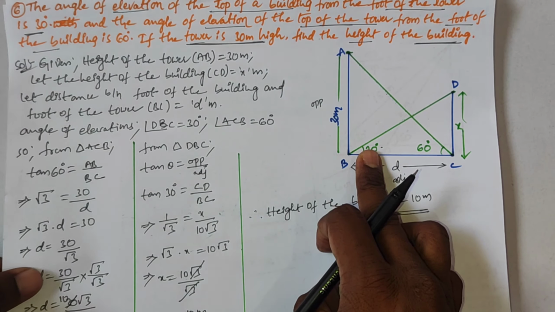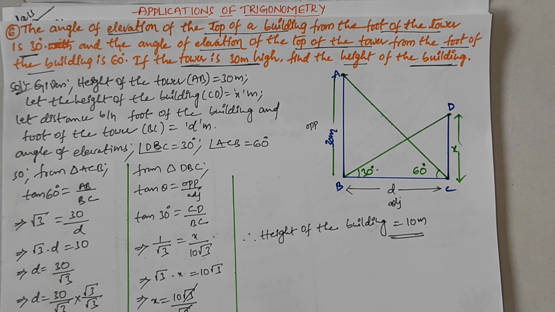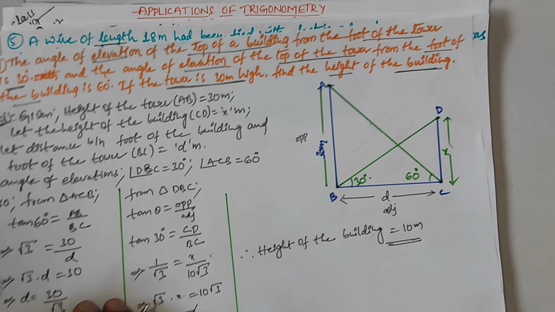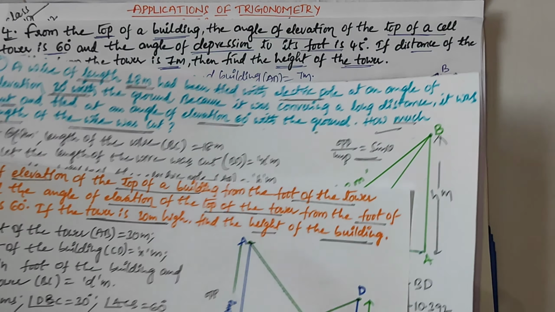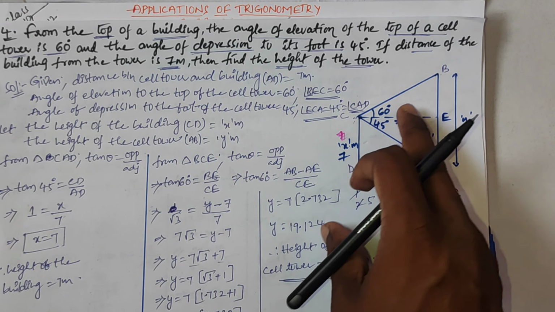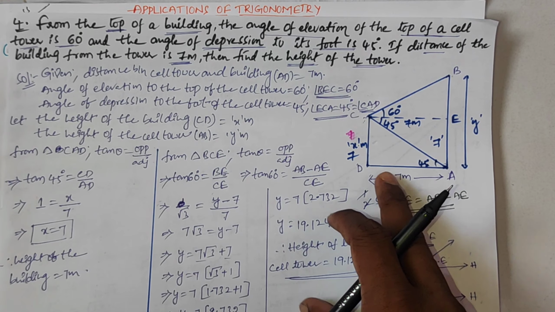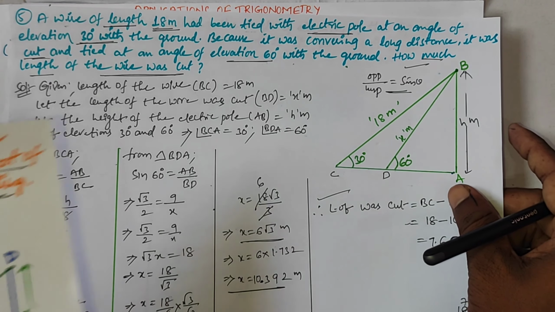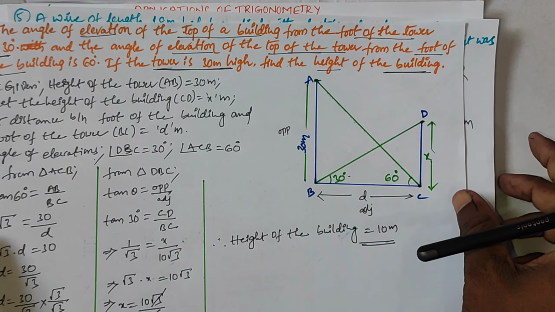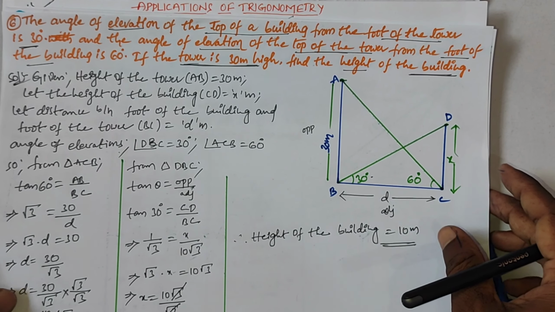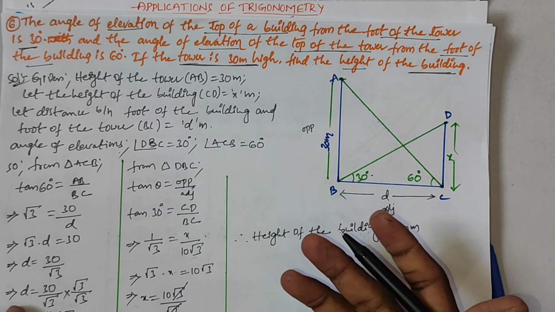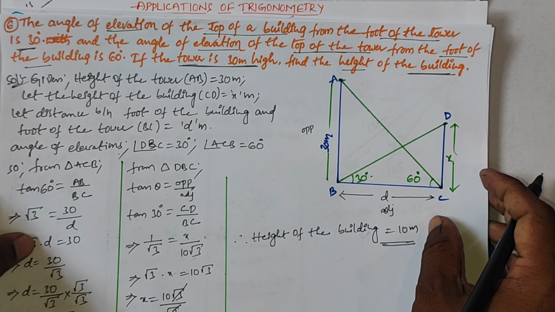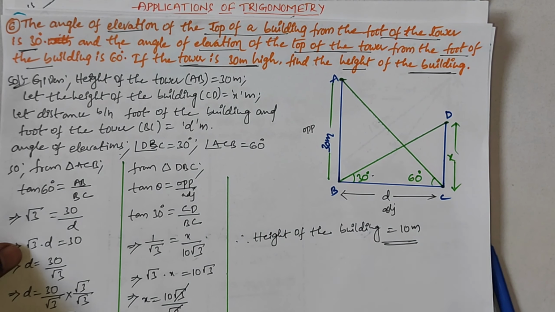Right? So with this we completed 6 sums. Today we discussed angle of elevation in question number 4, angle of elevation and angle of depression, how much length of wire was cut, and how to find the height of the building. So this is about today's class. In the next class we'll complete the remaining 4 sums. Okay, I hope you got it. Thank you so much.